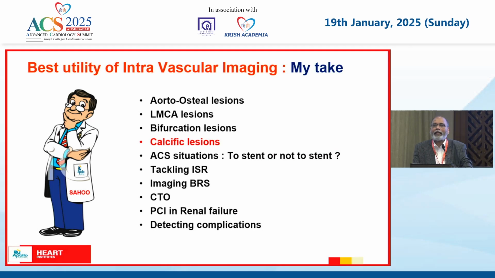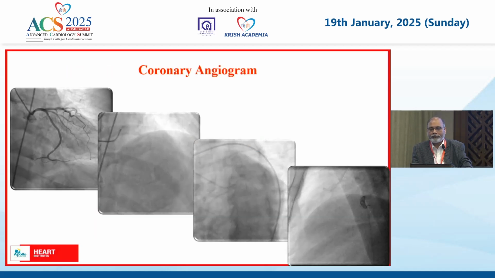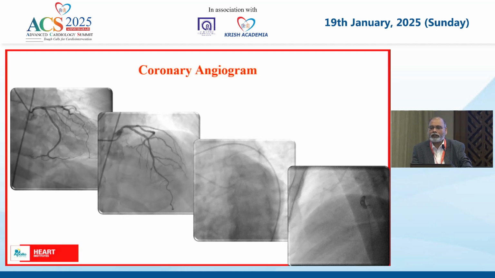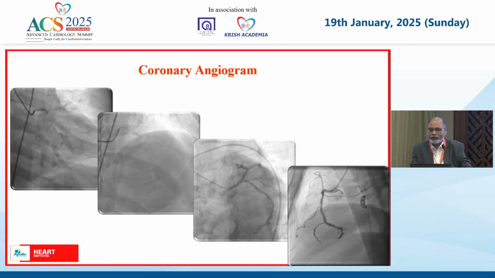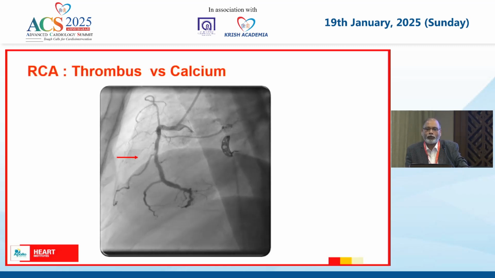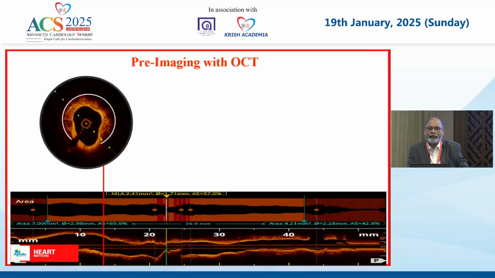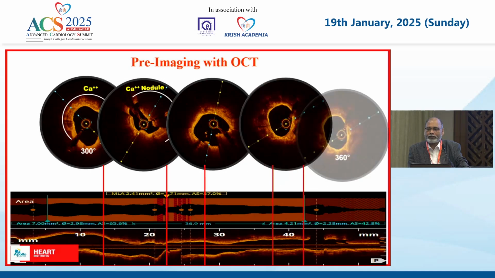Now let us come to calcific lesions. Both are good, but definitely OCT is better. We have demystified the calcium scoring, and we have good scores. For example, as Dr. Chadda was showing about a calcium nodule, you can see something in the right coronary artery. You can see some structure. Is it a thrombus or is it calcium? This can only be known when you do a pre-imaging OCT, where you can see the calcium nodule very much present.